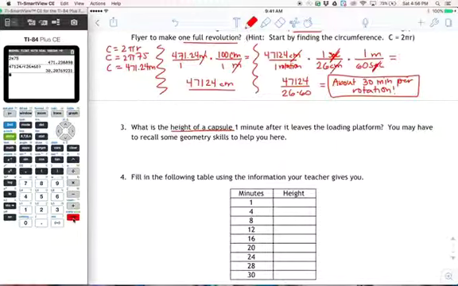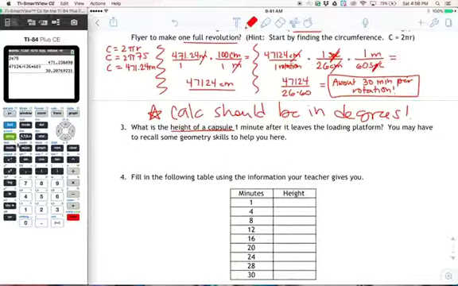Okay, let's keep going. Make sure your calculator is in degrees, all right? That's super important. So first things first, I'm going to go to my mode, and I am going to click on degrees to make sure that I don't get some crazy number here for my answer. All right, so the height of a capsule. Y'all, this requires two separate calculations, and we definitely have to understand both.